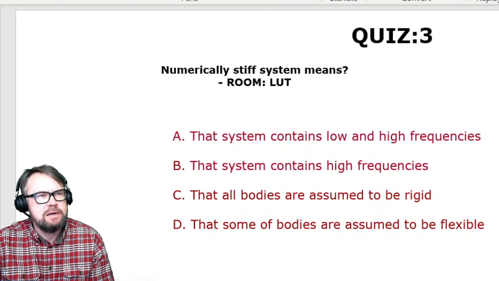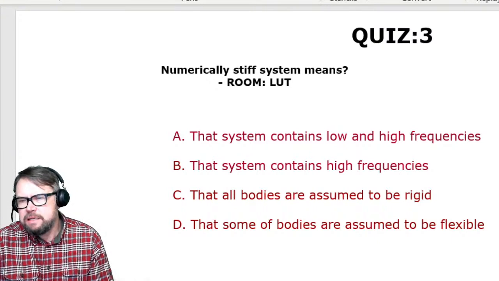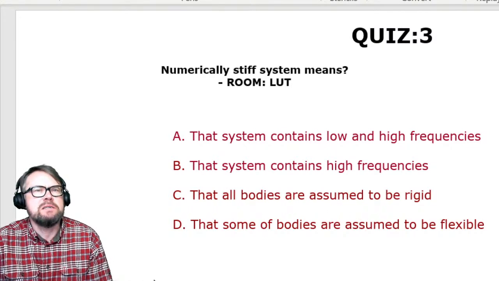Okay, here's my 13th in-class quiz for the day. And I'm asking what numerically stiff means. That the system contains low and high frequencies, that the system contains high frequencies, that all bodies are assumed to be rigid, that some of the bodies are assumed to be flexible.